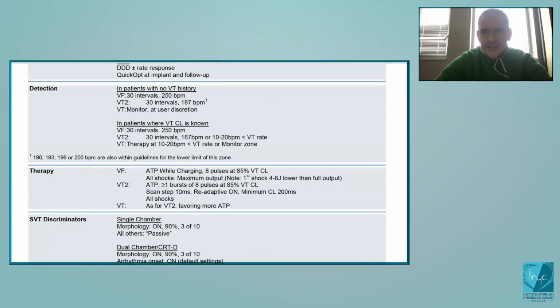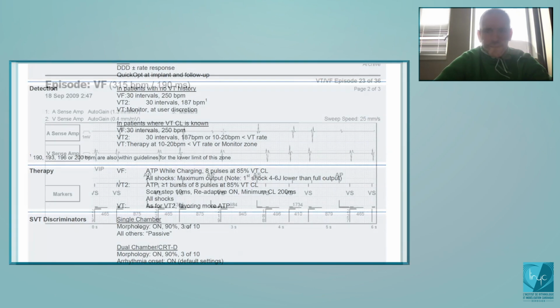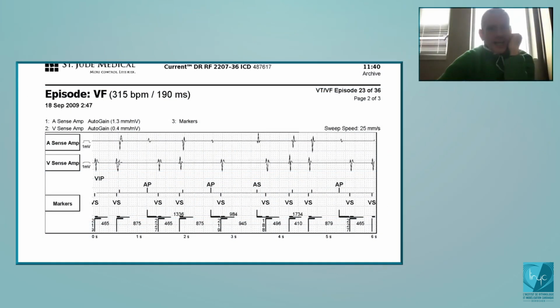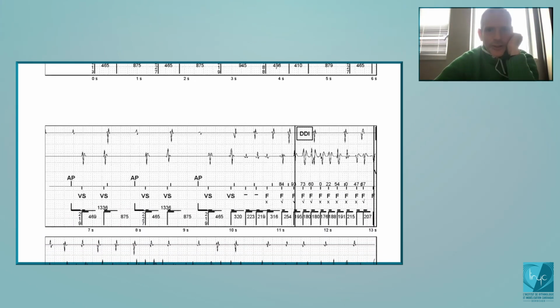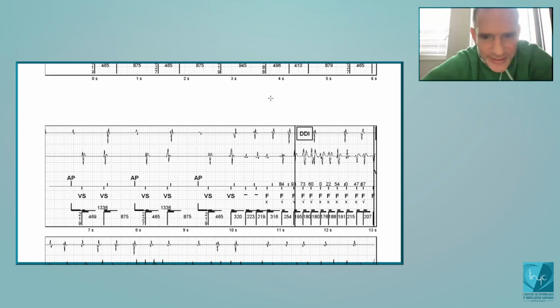We're going to start now. This is a tracing recorded as an episode of VF in an ICD. It's an Abbott. Please, can you explain to me how it will work? Really, the way the counters work in Abbott ICDs, and even the way you classify every cycle, is really different compared to all the other manufacturers. So explain to me what you see here.